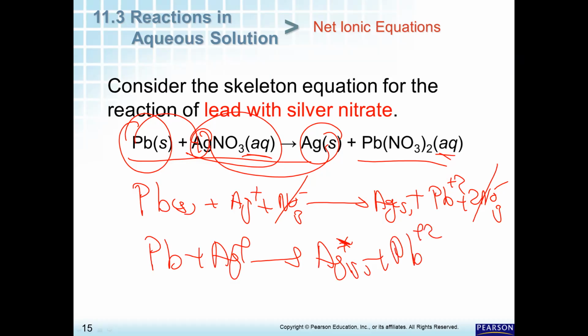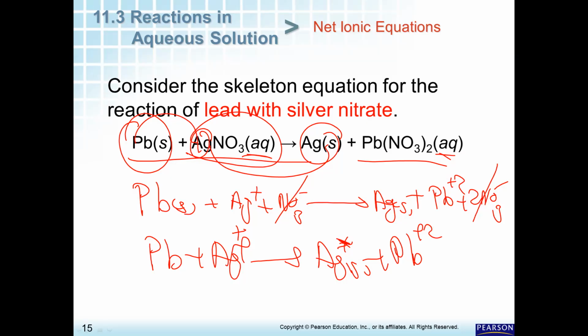This is your net ionic equation. Is it balanced in terms of the mass? Yeah. Okay, lead, silver, silver. Is it balanced in terms of the charge? No. Why? Because we have 0 and plus 1 on this side, and we have 0 and plus 2.